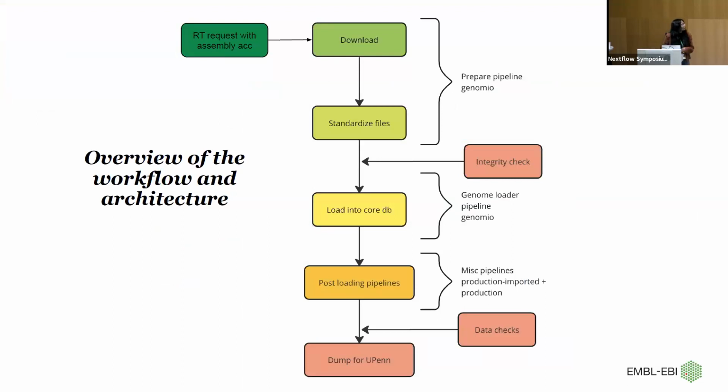This is an overview of our workflow. We basically get requests for genomes in terms of RT tickets, which we then download from INSDC and then prepare the pipeline and standardize the files. And then we load it into our CoreDB using our genome loader pipeline and then perform various different processes, then perform a data check and dump it back to VEuPathDB.